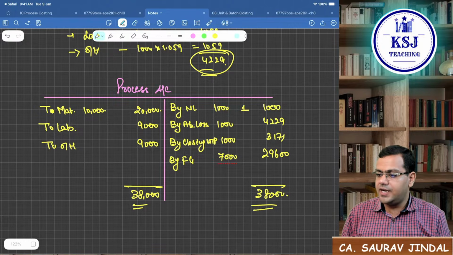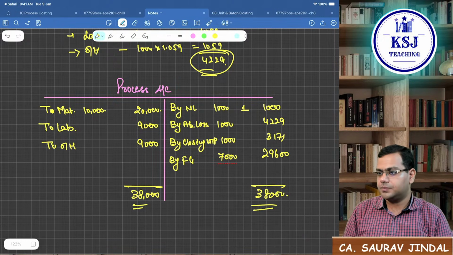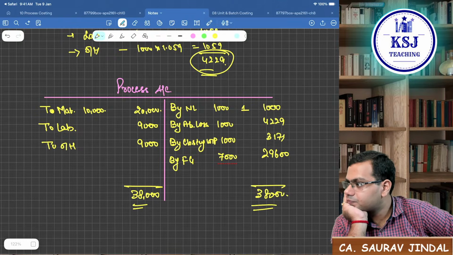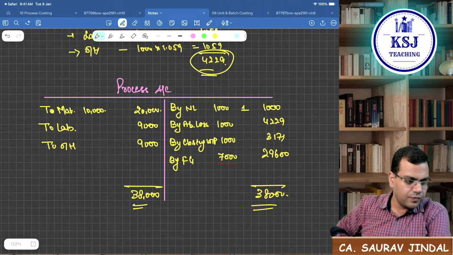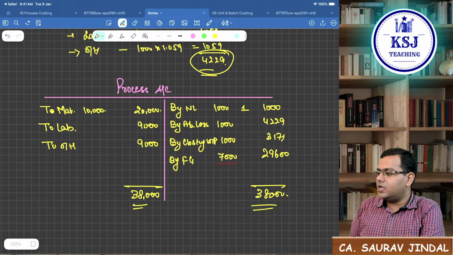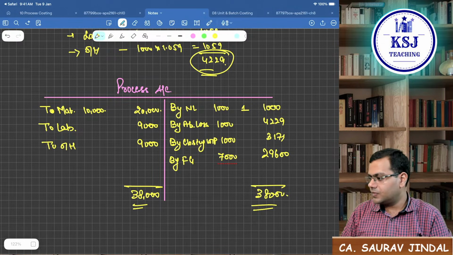Yes guys, any doubts in this particular part? If you have, please let me know. Clear everyone? This complete process is clear. Why I have taken this one particular example is so that with just one example we are able to do everything.